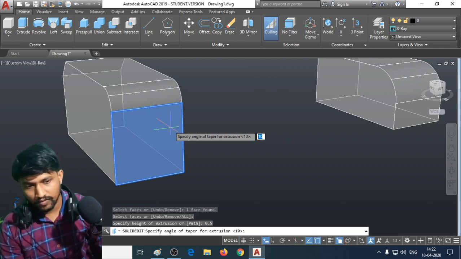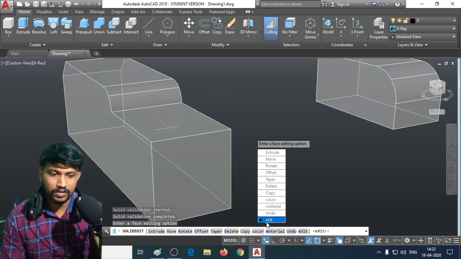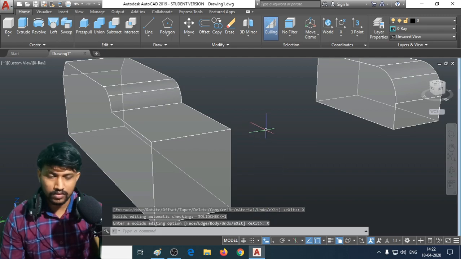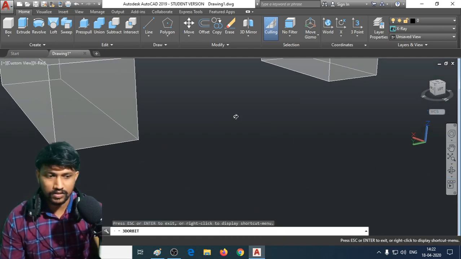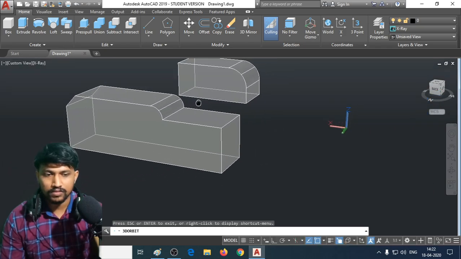I'm giving 0.5 and specify the taper angle. If you put 0, it will be just some straight extrusion. But otherwise, if you want this to be at certain taper, then you can use that one also. Okay.